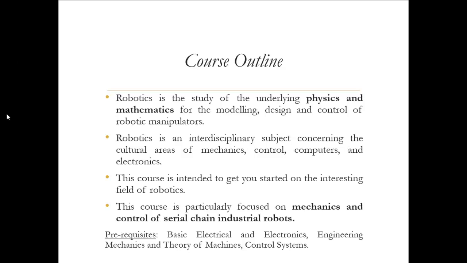The prerequisites for this course would be basic electrical electronics that you must have covered in the bachelor's program, and engineering mechanics, which is again done at bachelor's, and also theory of machines and control systems. So this is something that is assumed you must have already done. This course is mostly about the mechanics and control of serial chain industrial robots. We'll be telling you what serial chain here refers to and what actually comprises industrial robots. And this course will be mostly towards the physics and mathematics part of this.